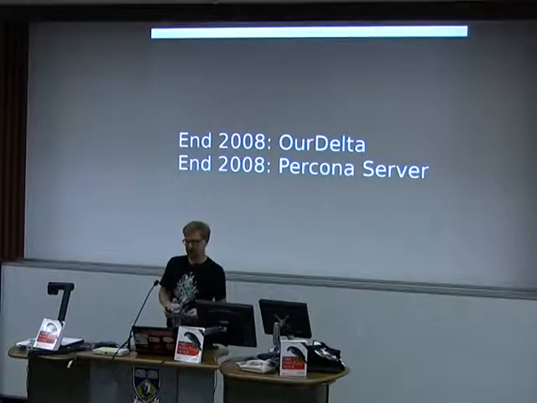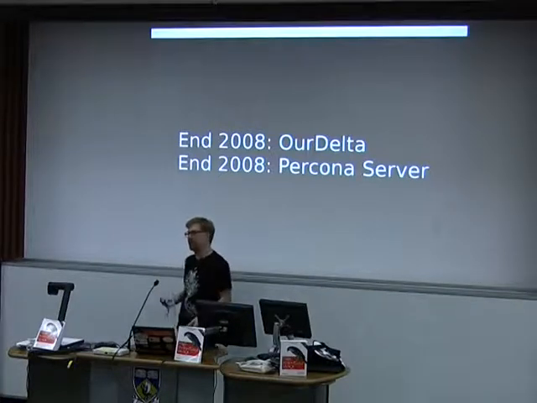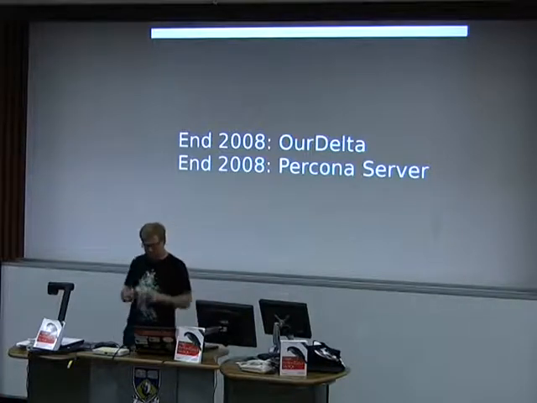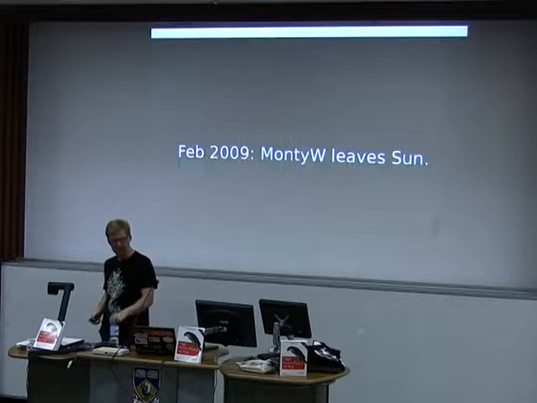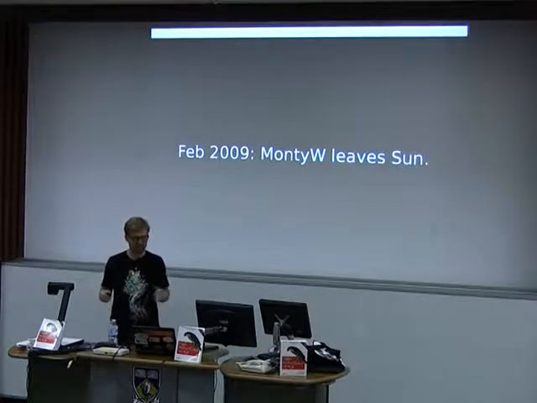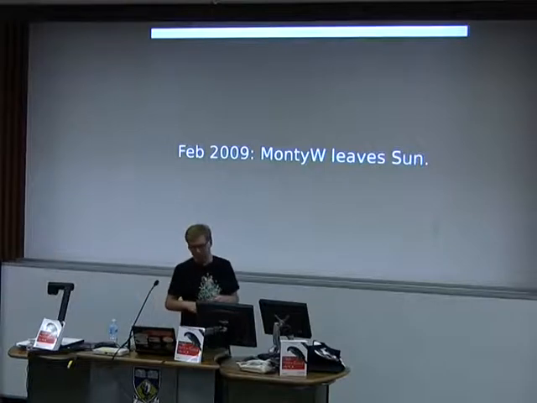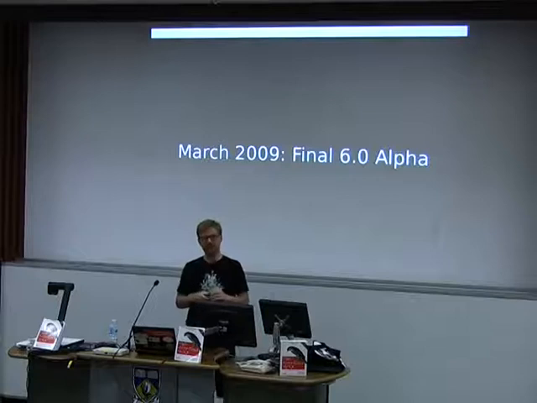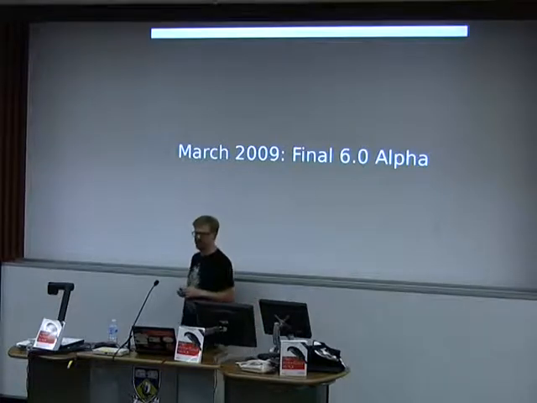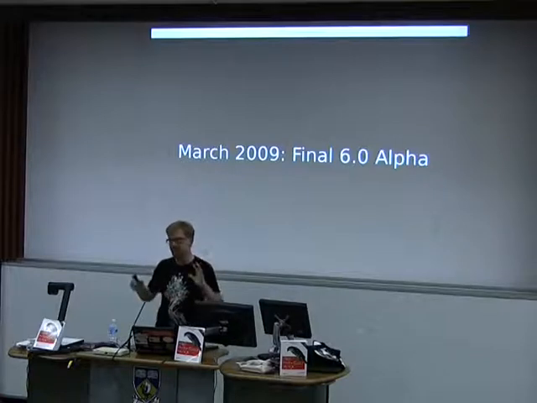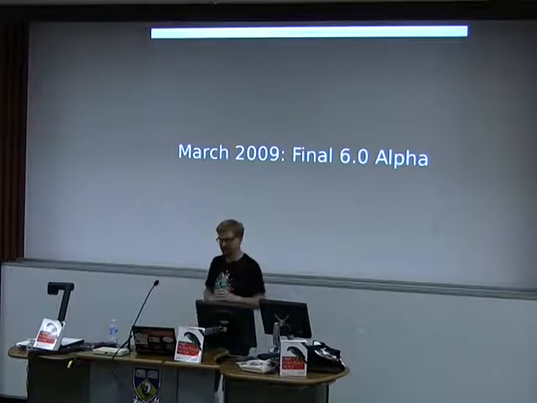And Percona Server started then, which was basically Percona aggregating a bunch of patches that they constantly applied for big customers into one release and building binaries. In 2009, Monty Widenius left Sun, so one of the founders left Sun, and went off to start his own company. In March, the final 6.0 alpha was ever released before it was taken round the back and shot like it deserved. 4 months after the 5.1 GA, it was dead. 2 years of alphas, and it was going nowhere, obviously.